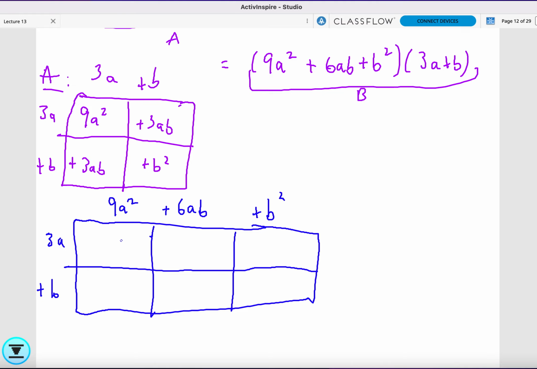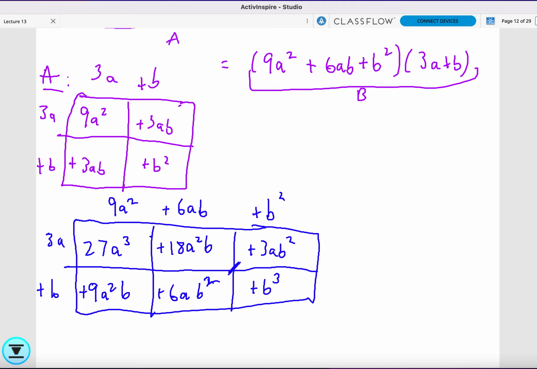So 3a times 9a squared: 3 times 9 is 27, a times a squared is a cubed. 3a times 6ab will be 6 times 3 is 18, a times a is a squared, and then there's a b there. 3a times b squared is plus 3ab squared. See how I'm doing alphabetical order? So b times 9a squared will be just plus 9a squared b. And then b times 6ab would just be plus 6ab squared. And then b times b is b cubed.